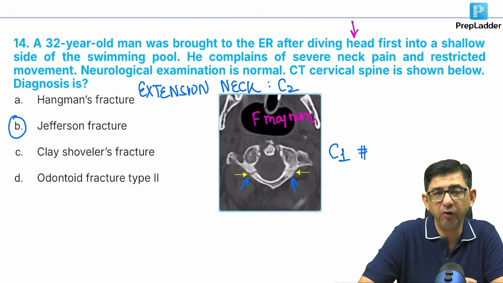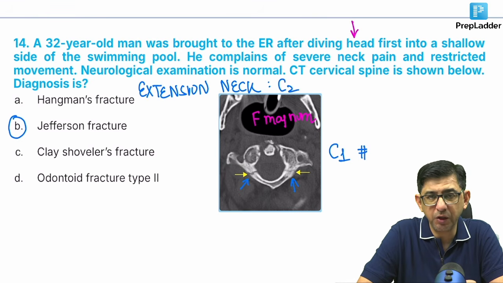Hangman's fracture will be involving C2. There would be extension of the neck. Like if the question had mentioned specifically that the patient underwent a judicial hanging, then I would have thought of the term hangman fracture.